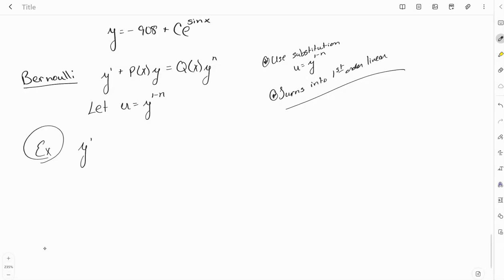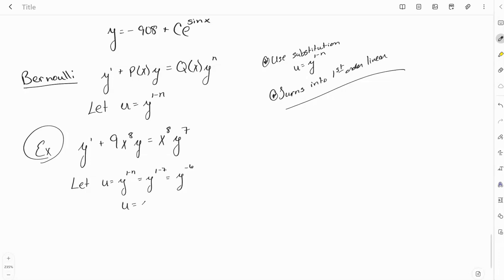Let's say we have y prime plus 9x to the 8th y is equal to x to the 8th y to the 7th. So this is an example of a Bernoulli differential equation. I cannot combine those y terms because the exponents are different. So we have no choice but to use this technique. So here's our technique. We're going to let u equal y to the 1 minus n. And n is going to be the exponent on this y. So that's going to be y to the 1 minus 7, which is y to the negative 6.